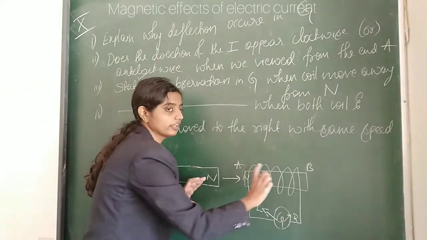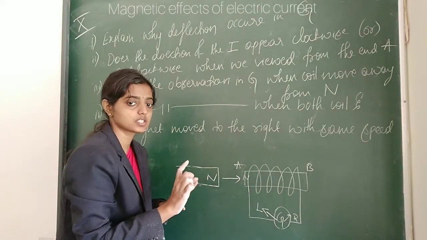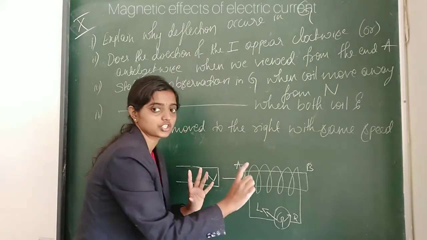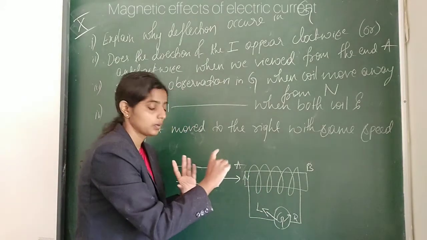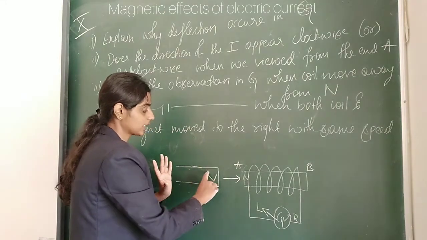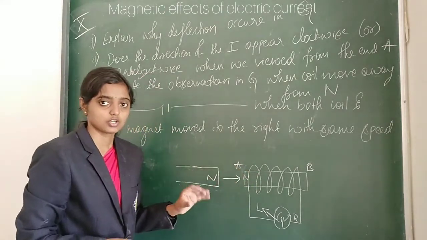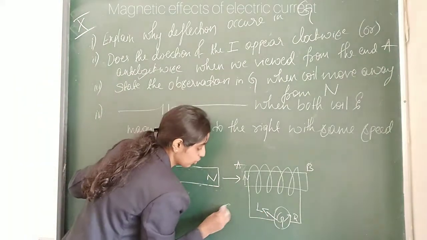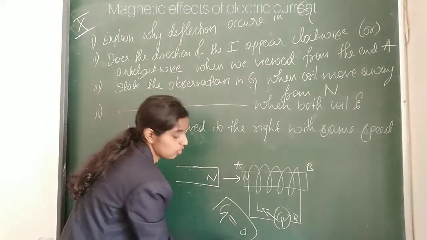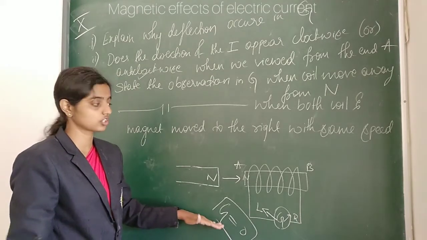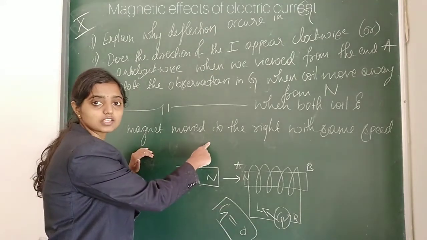When both are moving at the same speed, that means both are effectively in a stationary mode, though they are moving. But the magnetic field they produce, when it links with the coil, will be steady. So what happens? The galvanometer shows zero deflection. So in the galvanometer we saw zero deflection, and this is similar to activity 2.